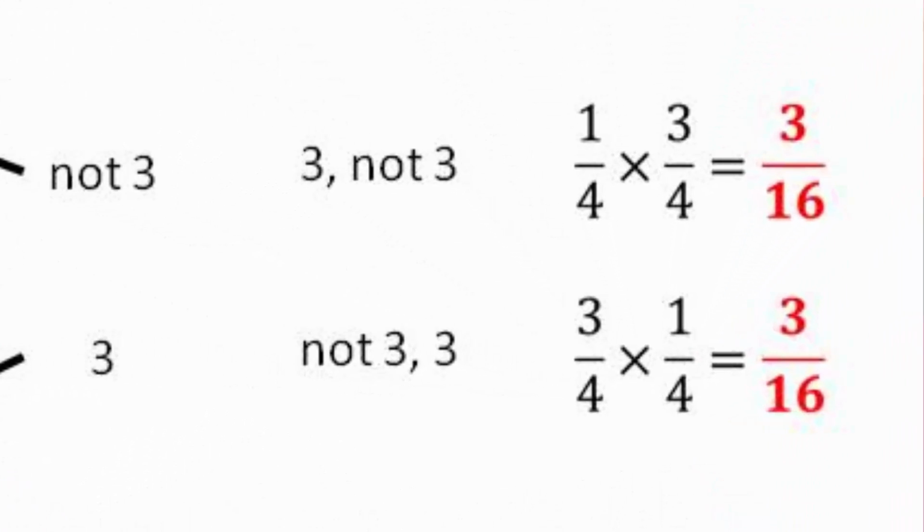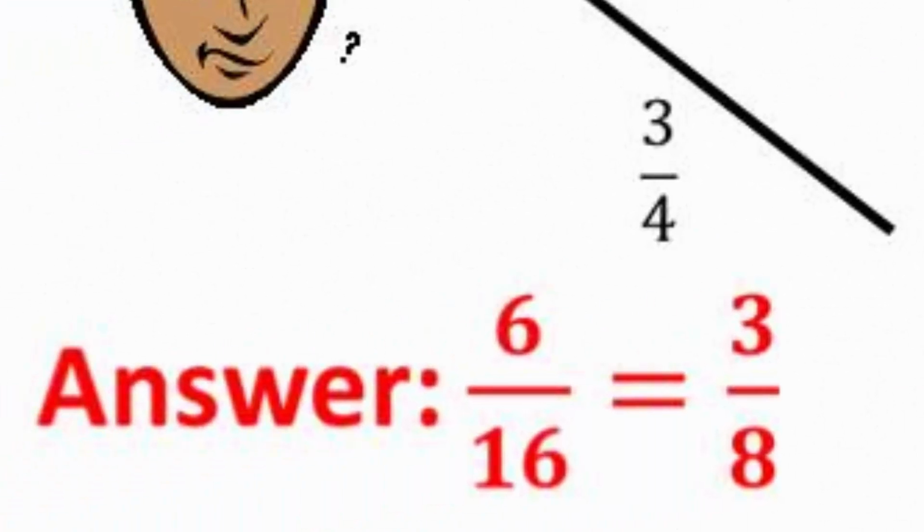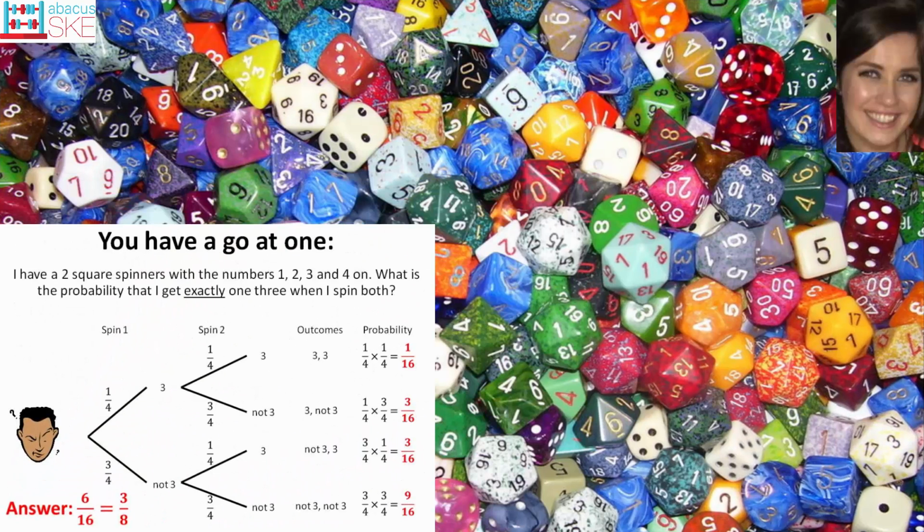Once you have done this, you need to take a look at the outcomes and isolate the ones that tell you that you have only achieved one 3 from your 2 spins. In this case, I could have achieved a 3 and not a 3, or I could have achieved not a 3 and a 3. This brings us back to the original rules where "and" is multiply and "or" is add. I have already worked out the probabilities of each of those outcomes and now I need to add them together. This gives me 6 over 16. In the GCSE, it is perfectly acceptable to leave your answer as 6 over 16. However, if the students cancel it down, that is absolutely fine too.